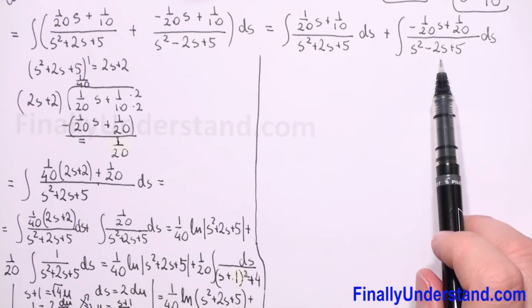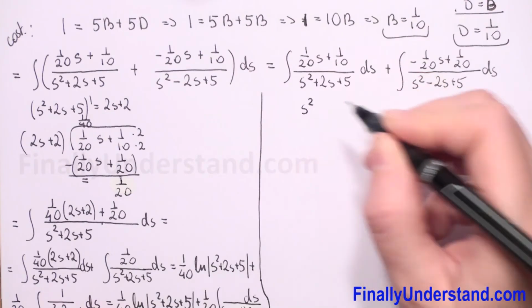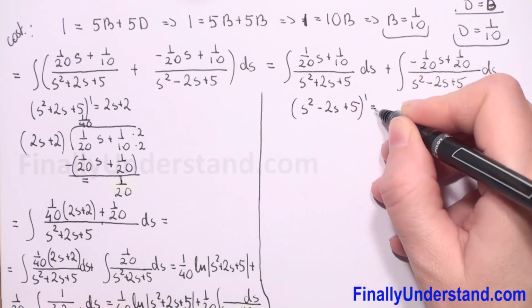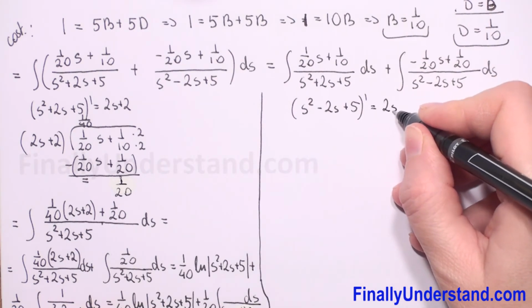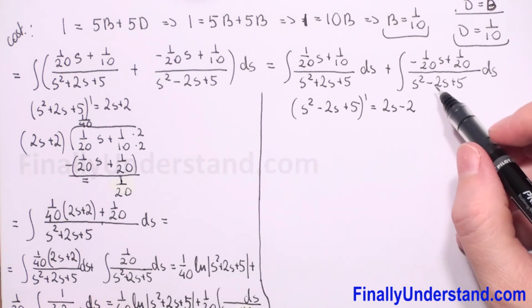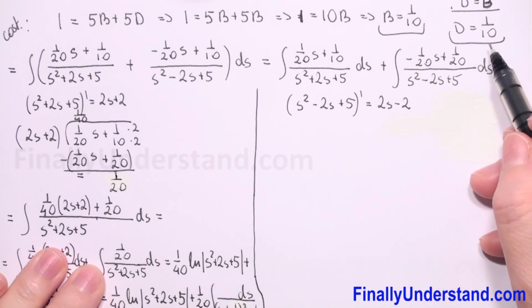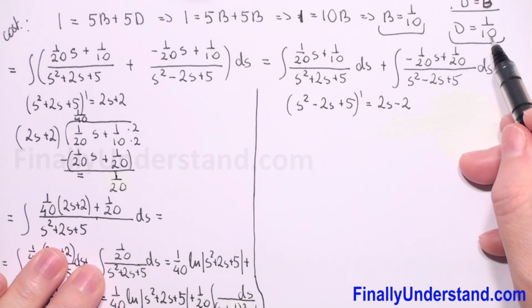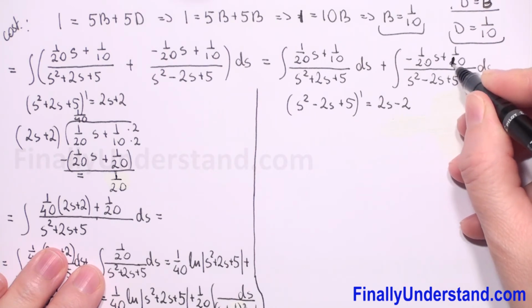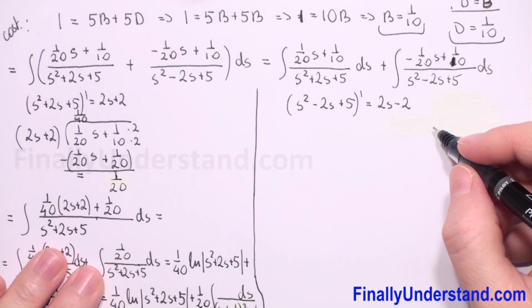We have to do the same operations. So first we will find the derivative of the denominator, s squared minus 2s plus 5, derivative with respect to s. So this is equal to 2s minus 2. Now we will divide our numerator by the derivative of the denominator. So we have, and I made a mistake because it is equal to 1 over 10, not 1 over 20. So here I should have put 1 over 10.